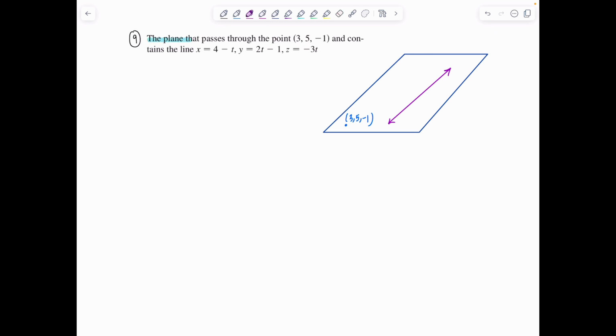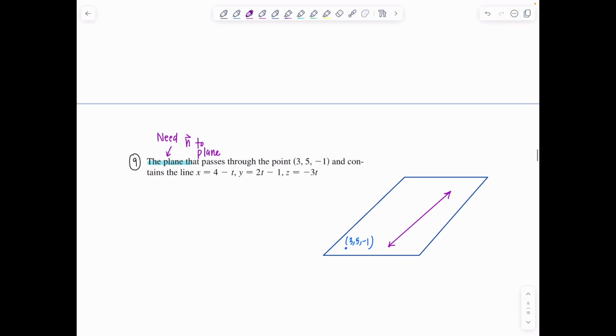I need a vector normal to the plane, and I need a point. Well, I already got the point. How can I get a vector normal to the plane? Think back to what you've already done successfully in previous problems. Then you don't feel like you have to invent new math. You know what I mean? That's not what's happening here.